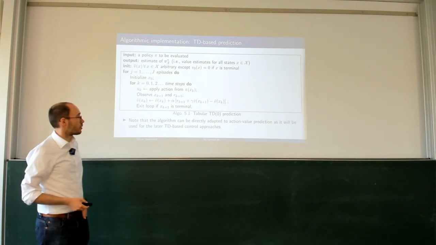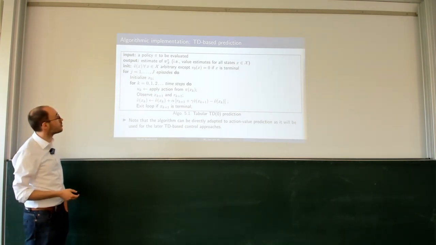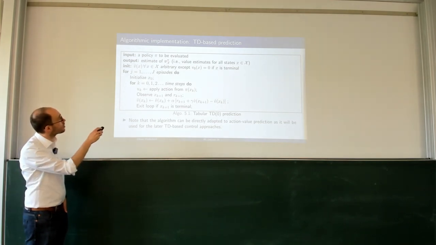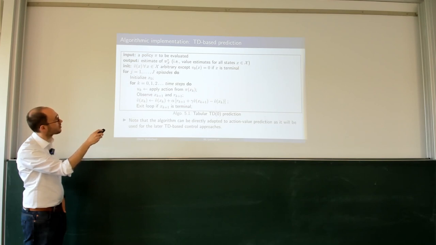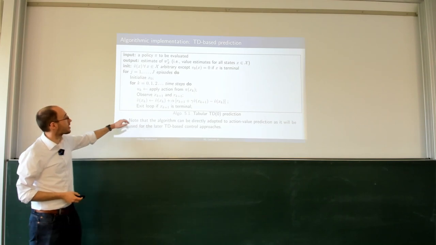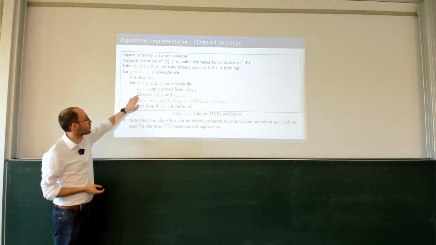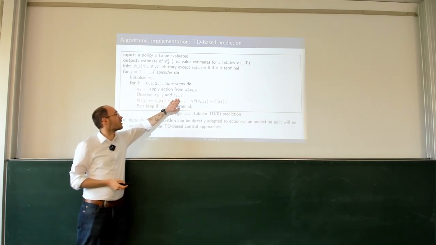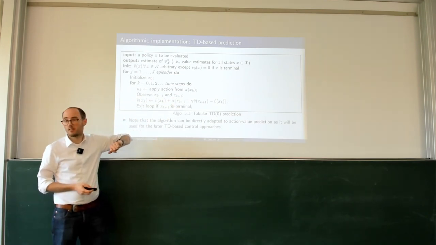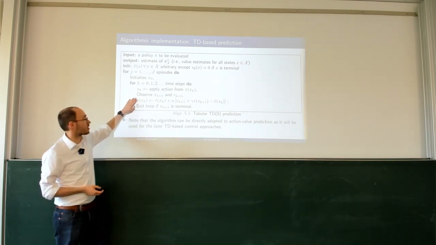The prediction algorithm for temporal difference learning is therefore also very simple. We just need a policy pi which needs to be evaluated, and some initial state value estimates would also be fine. Then we apply the actions from the policy which we want to evaluate. We observe the successor state and the reward value, which we need in order to formulate the TD target. We do the update step from the previous slide, and we do it all over again.